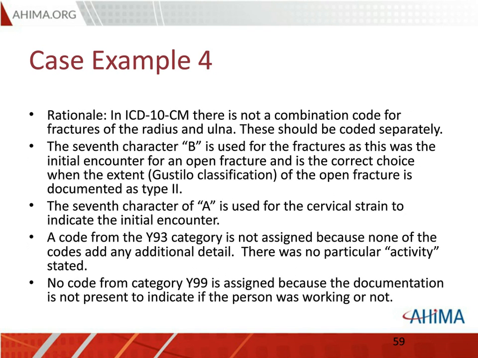Now, looking at the rationale in this case, there was not a combination code for the fractures, as I said, so we code those separately. The type 2 open fracture 7th character is a B, and the 7th character of A is used for the cervical strain. So that was a good example of having 2 different 7th characters available here, depending on the type of injury that we had. The Y93 category, as I said, we didn't assign because there's no particular activity stated, and there was no detail here. Certainly, if we had that information, we could add on a Y99 code as well.